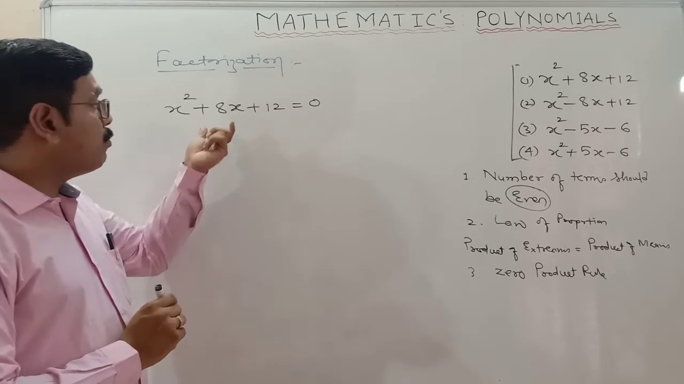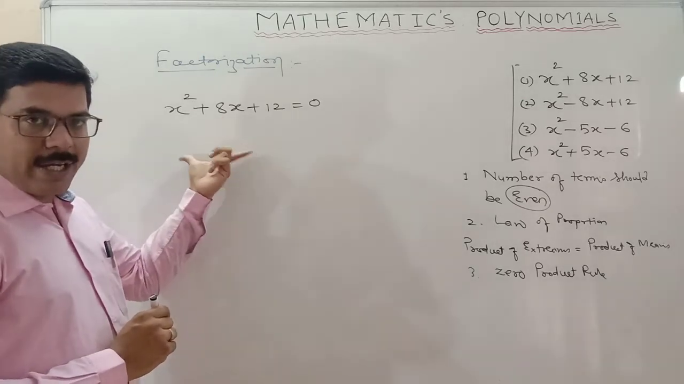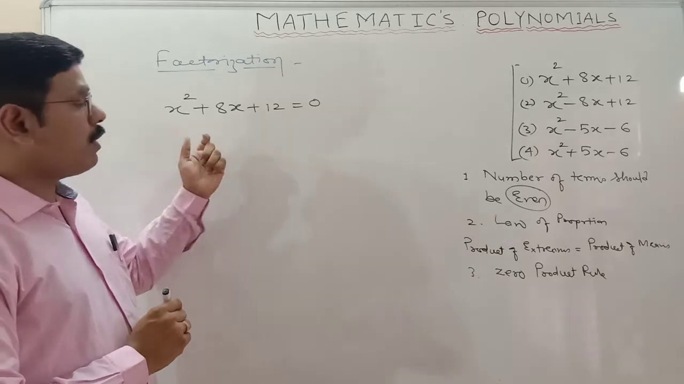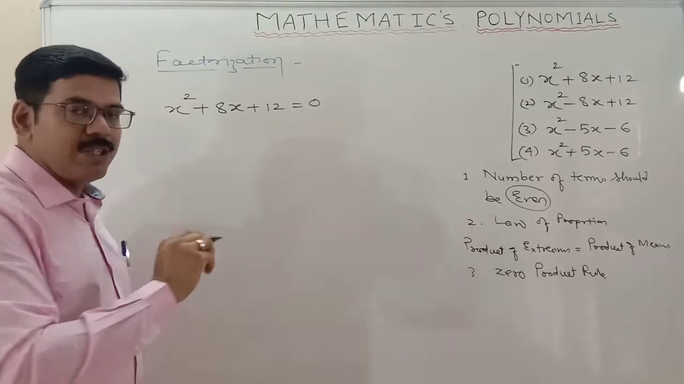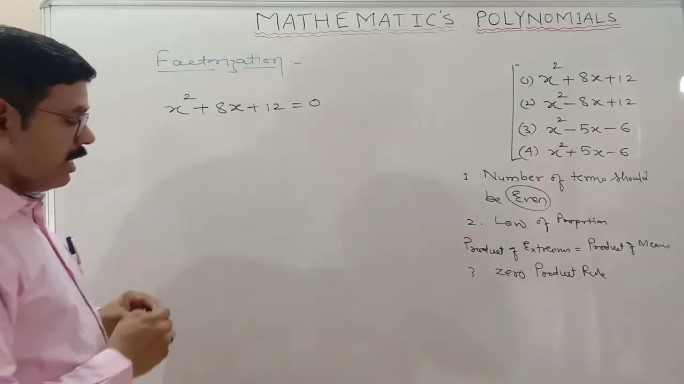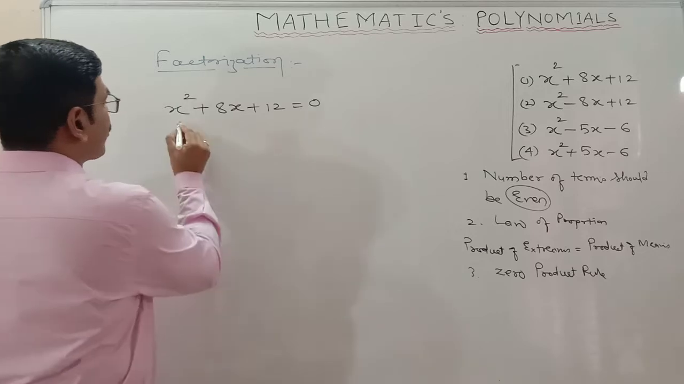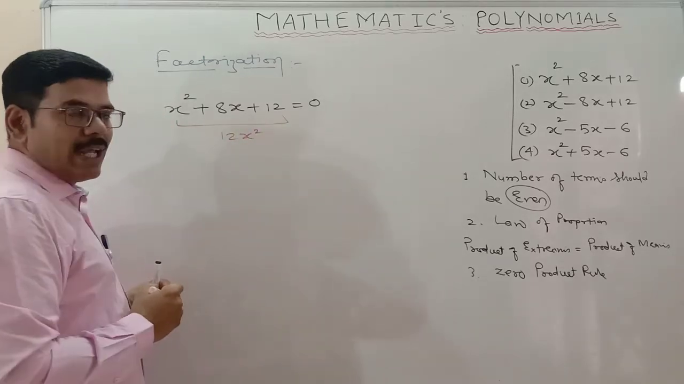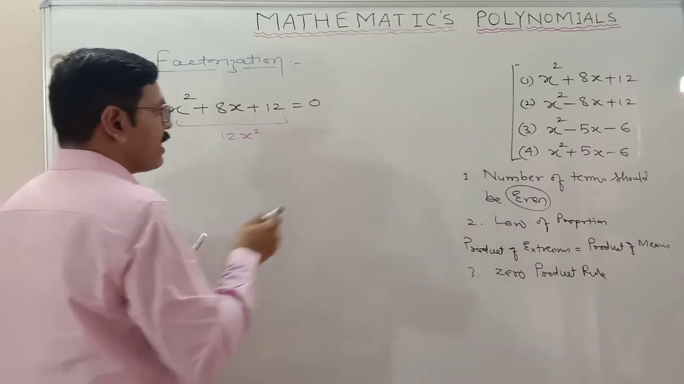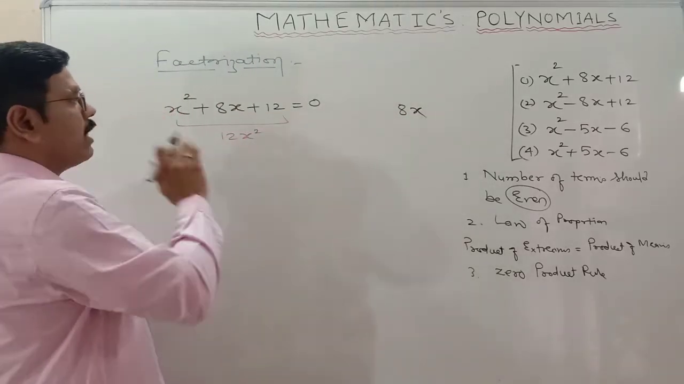Okay. हमको मिडिल टर्म को इस तरह से स्प्लिट करना है कि जो भी नेक्स्ट स्टेप आएगी, उसमें लॉ ऑफ प्रोपोर्शन सेटिस्फाई हो रहा हो. इन द सेंस द प्रोडक्ट ऑफ मीन शुड बी इक्वल टू प्रोडक्ट ऑफ एक्सट्रीम्स. यहाँ एक्सट्रीम्स क्या है? जो आउटर साइड की टर्म्स हैं, these are the extremes. So the product of extremes is 12x square. Now 8x को हमको 2 पार्ट में डिवाइड करना है, जिसका प्रोडक्ट आना चाहिए 12.